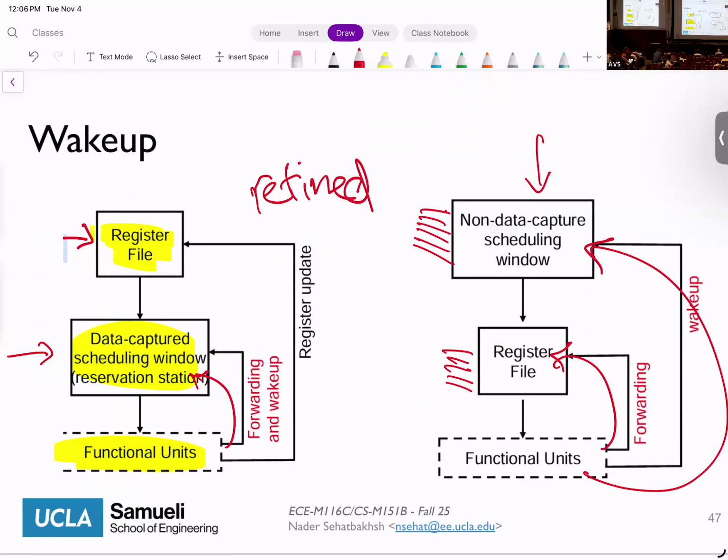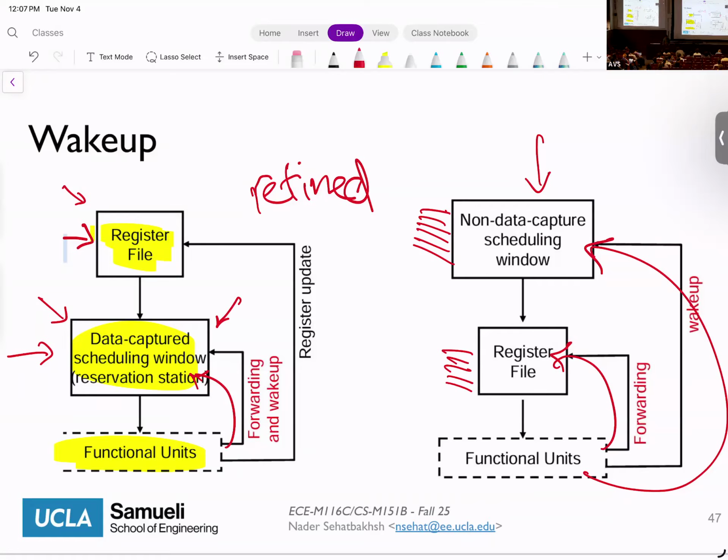Then we also talked about the wake up. Wake up is when you have an instruction that is dependent on the previous instructions, and that instruction has executed and finished, and now you want to wake this instruction up to feed into the execution unit. There are two ways that you can do this. If you have a register file here and your reservation station here, this is the read before issue case. In that case, your waking up logic and your forwarding logic are both going into the reservation station. This is similar to the examples that we gave you in class.